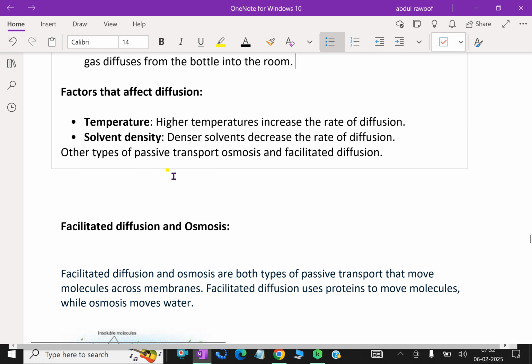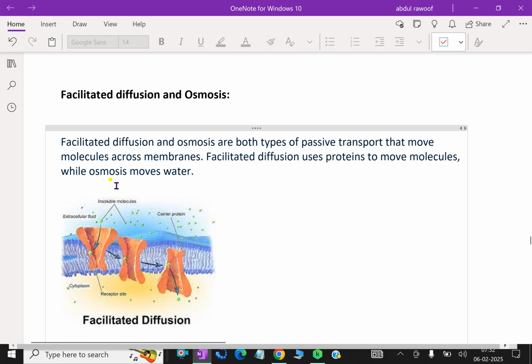Factors that affect diffusion. What are the factors? First is temperature. Higher temperature increases the rate of diffusion. Solvent density: a denser solvent decreases the rate of diffusion. Other types of passive transport are osmosis and facilitated diffusion. Facilitated diffusion and osmosis are both types of passive transport that move molecules across membranes. Facilitated diffusion uses proteins to move molecules, while osmosis moves water.